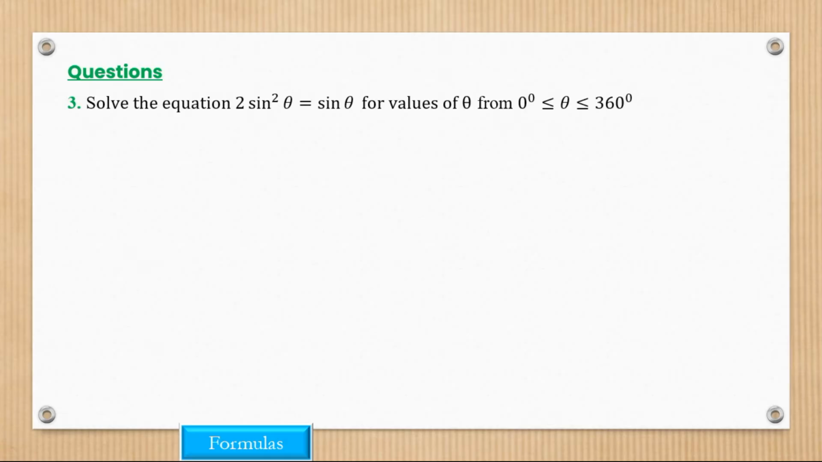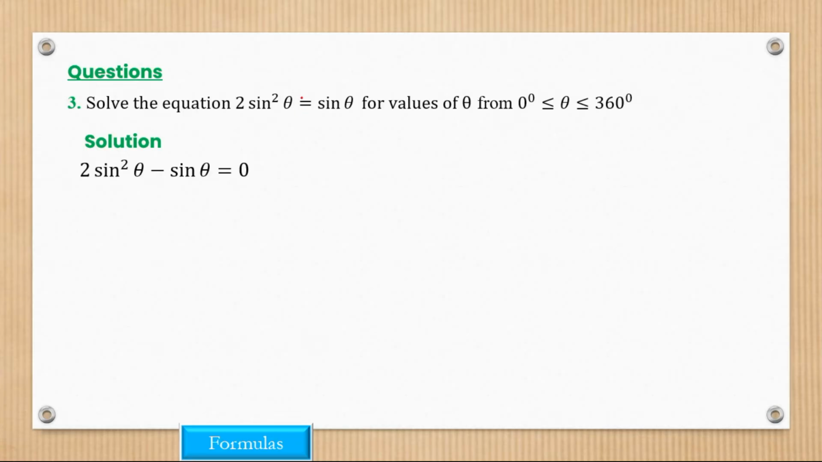So we actually have this. We know that we can bring this to this side, so we have 2 sine squared theta is equal to sine theta. And as usual, in this example, we're also limited to anti-clockwise rotations, so for values of theta from 0 to 360. This is an example where we need to first simplify.